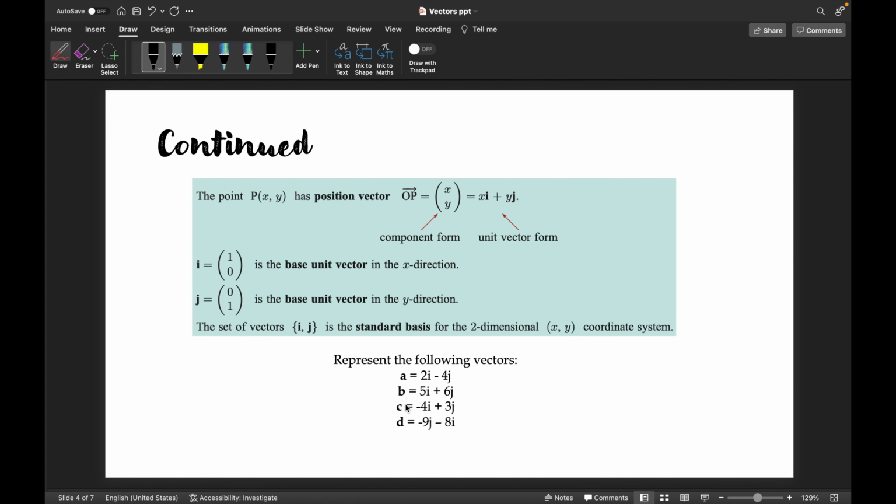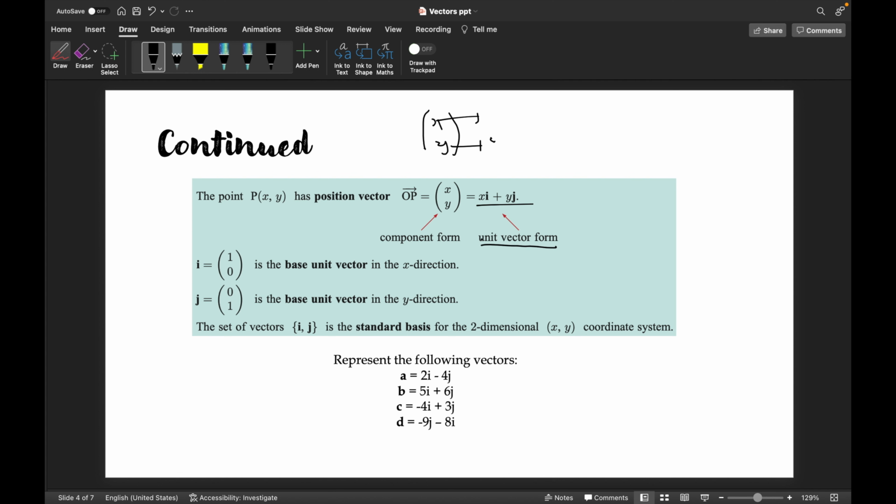And now we're going to look at how to represent a position vector. Just imagine the point P with coordinates x and y. It has a position vector of OP. So we can represent it in two ways. The first one is called the component form, and the next one is the unit vector form. In the component form, we represent it in a column form. The top is going to have the x component, and the bottom is going to have the y component. And we can just write this as this, which is also the same.